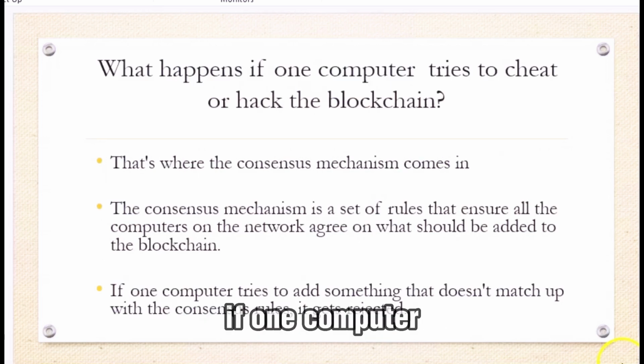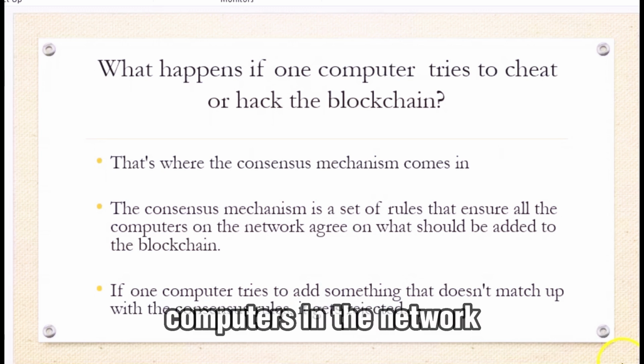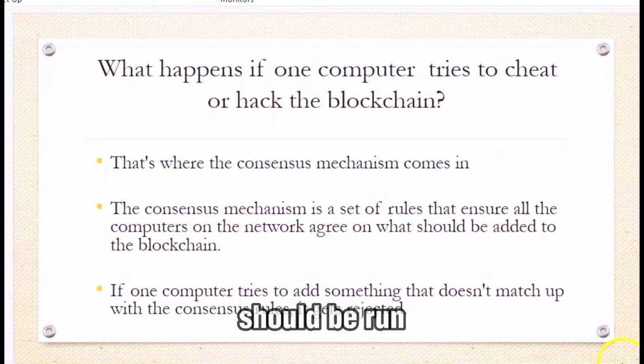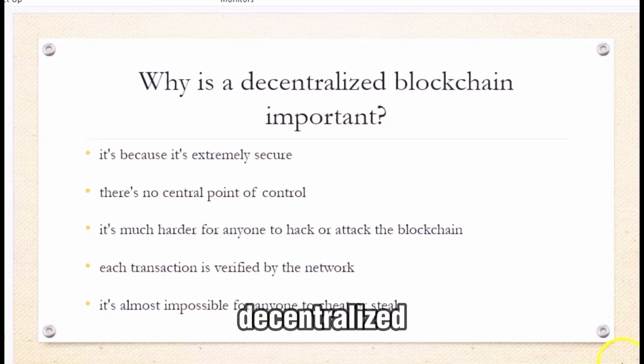Okay, what happens if one computer tries to cheat or hack the blockchain? Well, this is where what we call the consensus mechanism comes in. There's a voting system called the consensus mechanism, a set of rules that governs the blockchain network and ensures that all the computers on the network have agreed how things should be run. Before any record is accepted, it must be verified by all the computers on the network as being valid. If there's anything in the new record that does not agree with the previous records, then that new record will be rejected. So if one computer tries to add something that does not match up with the consensus rules, it is rejected or discarded.